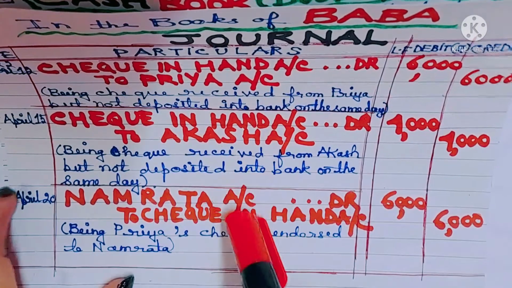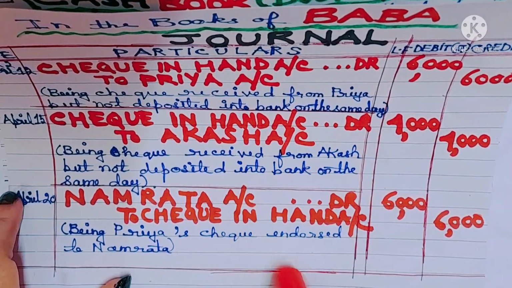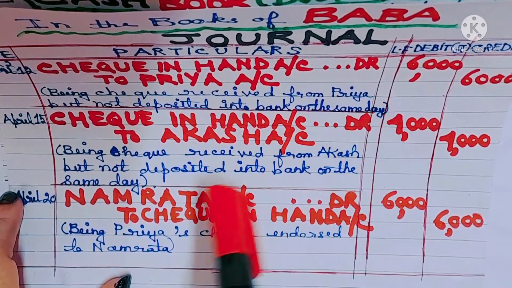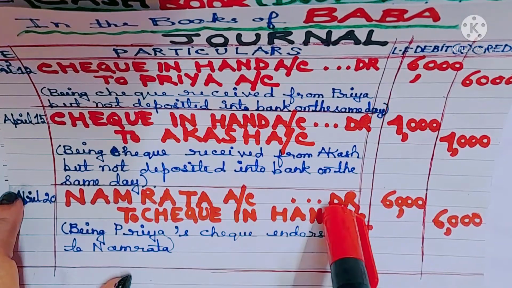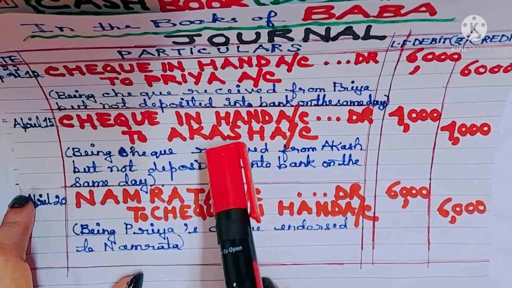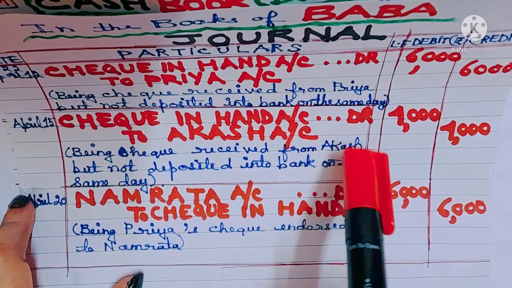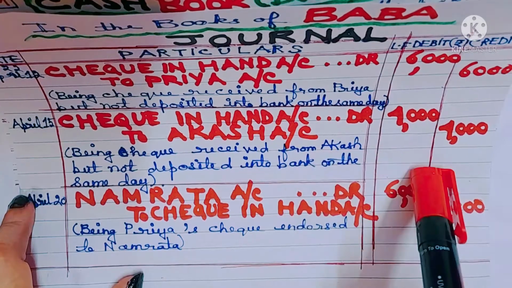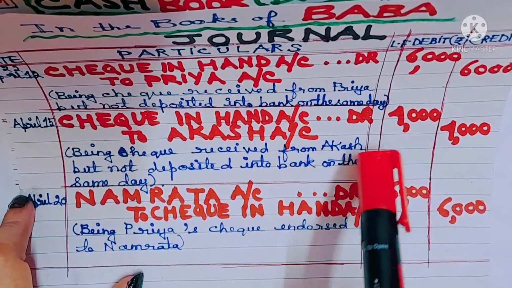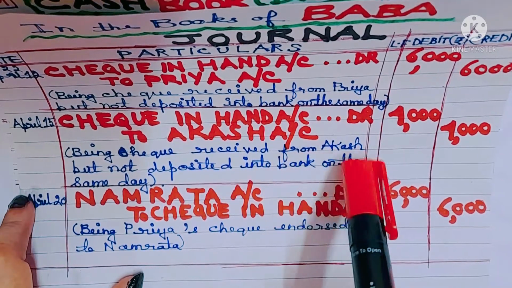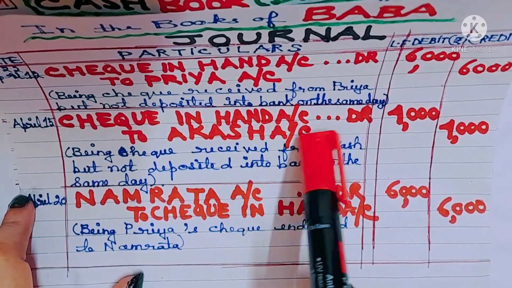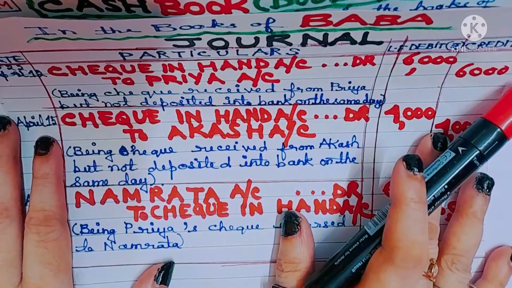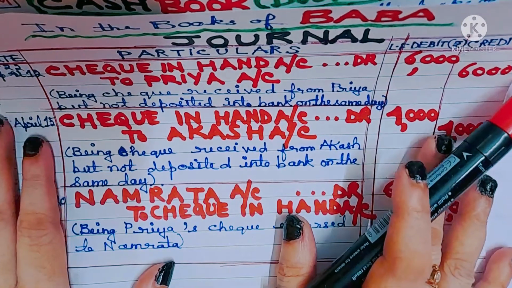The check was in hand from 15th to 22nd, because the check was not deposited into bank, but now on 22nd the check was deposited into bank, so this check is no more in hand. Okay, so that is the reason check in hand account will be credited and bank account will be debited, because bank now will be the receiver of check and check goes away from hand. Okay, so now let's record the journal entry in the cash book.